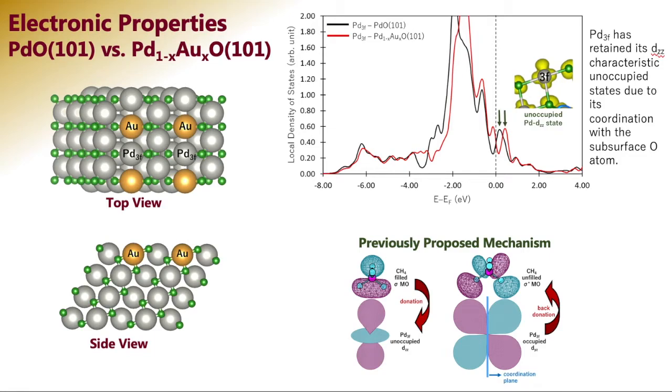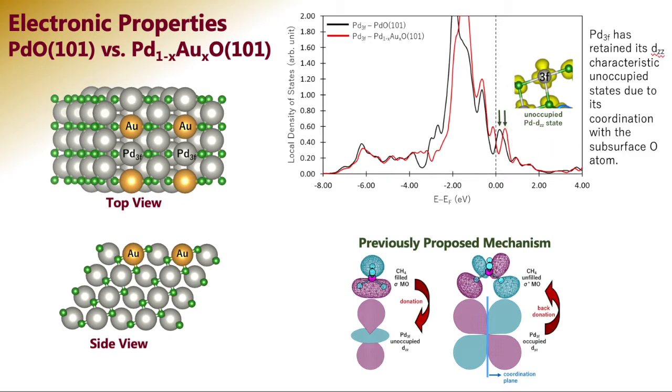So we compare the electronic properties of palladium oxide and the palladium gold oxide alloy. I show here the local density of states projected on the palladium 3F atom on the surfaces of palladium oxide and palladium gold oxide alloy. The inset figure shows the partial charge density plot projected on the peak shown by the arrow for the case of palladium oxide. A similar partial charge density plot is shown for the palladium gold oxide alloy at the peak denoted by another arrow.